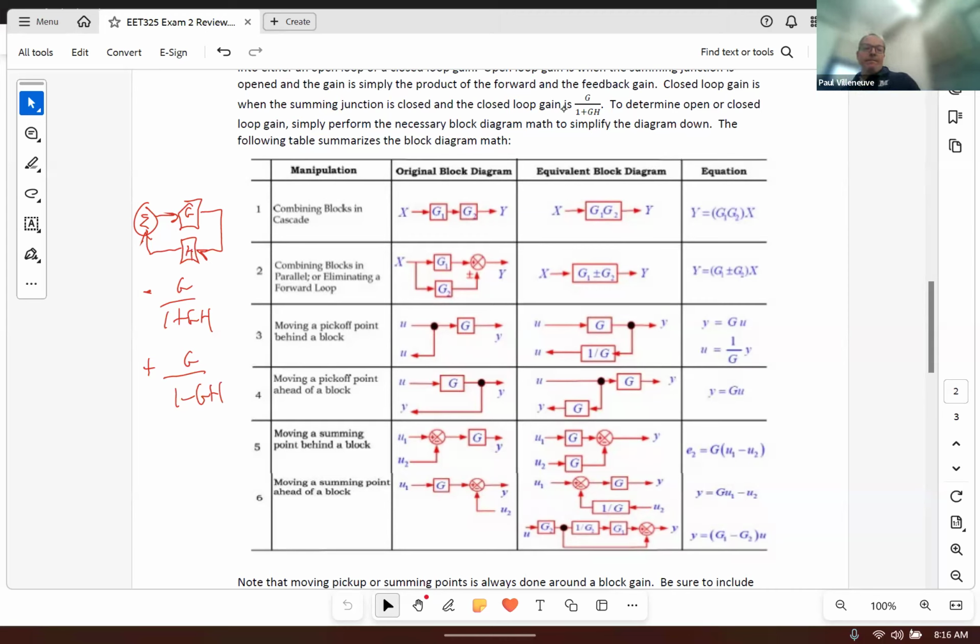Okay. That one should be pretty obvious, but yeah, just going through and looking at these tables, because the whole purpose of doing block diagram math, remember, is that it's easier to take a complicated circuit and break it down into smaller pieces and analyze the small pieces, and then come up with individual block diagrams for those small pieces.